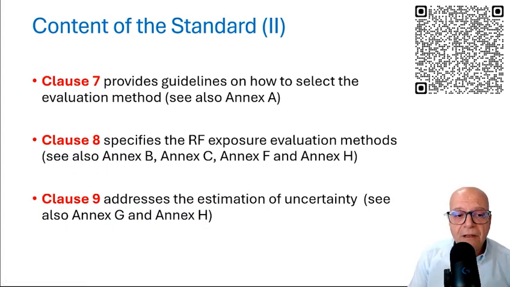Then we have Clause 7, which together with Annex A provides guidelines on how to select the evaluation method to be used. Clause 8, together with a bunch of annexes, specifies the RF exposure evaluation methods. And Clause 9 addresses the estimation of uncertainty, which is also an element to be taken into consideration, in particular when measuring the exposure to the electromagnetic fields provided by a base station.